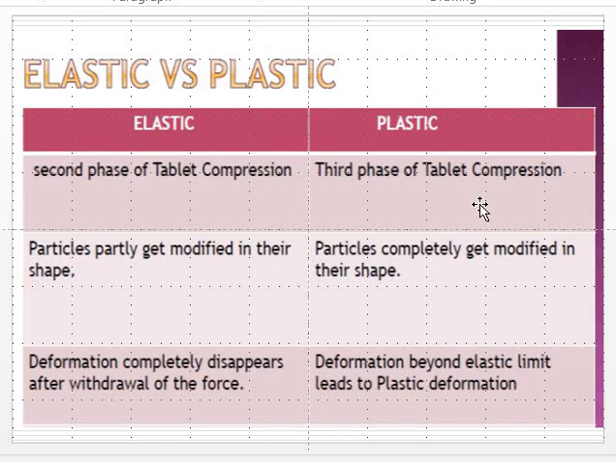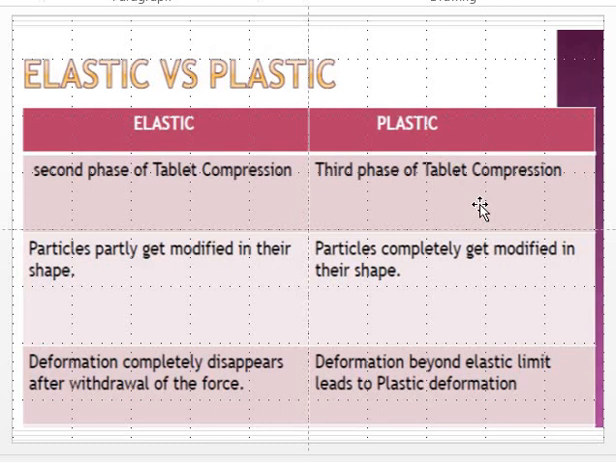If your granular material is converted into the plastic type of deformation or the final tablet, it is called the third phase of tablet compression. Suppose in case of elastic deformation, particles generally get partly modified in their shape. It means they are not adopting a permanent modification in their shape. That's why it is called elastic deformation.